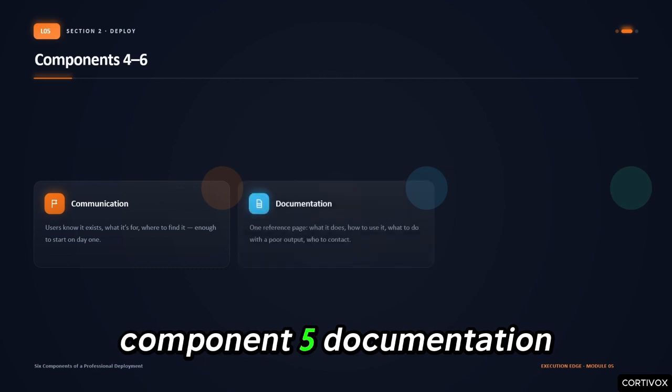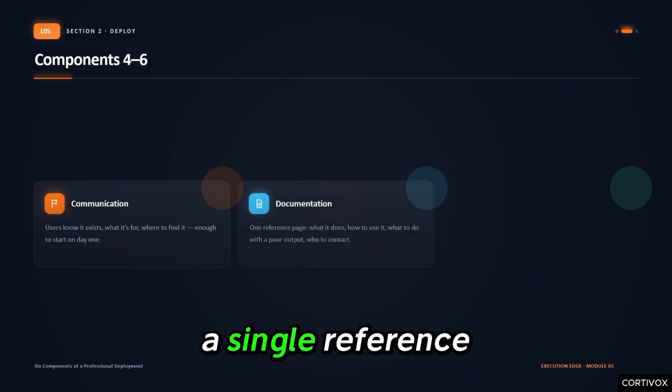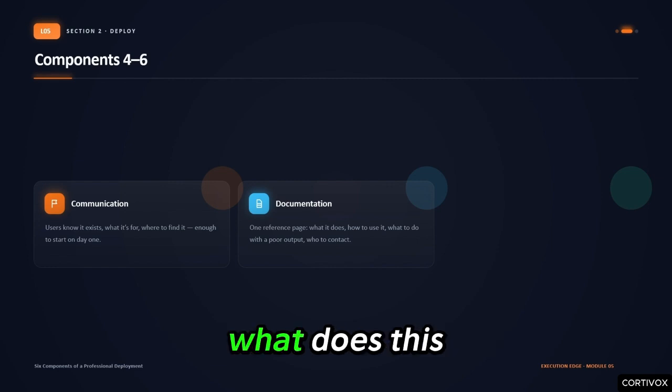Component 5, documentation. A single reference document that answers: what does this system do? How do I use it? What do I do when it produces a poor output? Who do I contact? One page is enough.